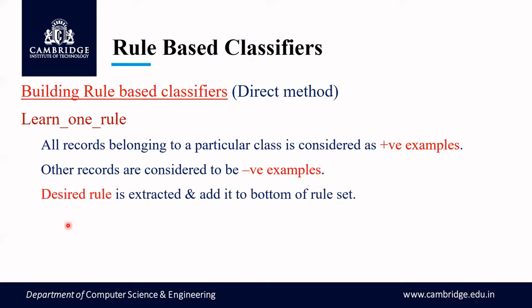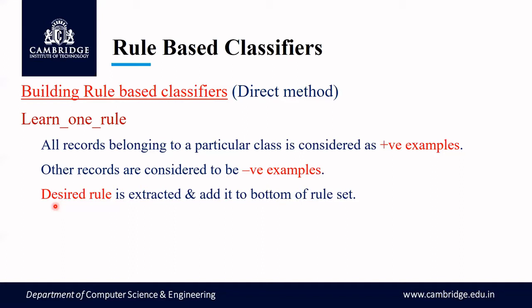Now the desired rule is extracted. Once you have considered the positive examples, you will derive the rule for that. What do you mean by the desired rule here? You have to understand this. The desired rule is the one which covers the maximum of positive examples and the minimum of negative examples.